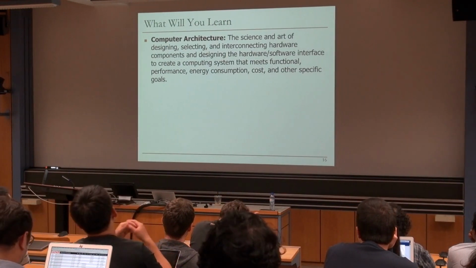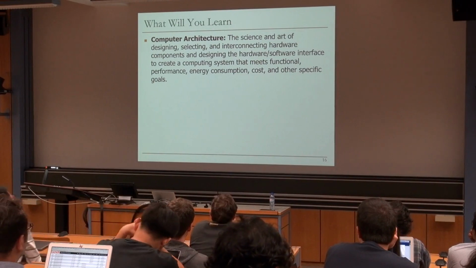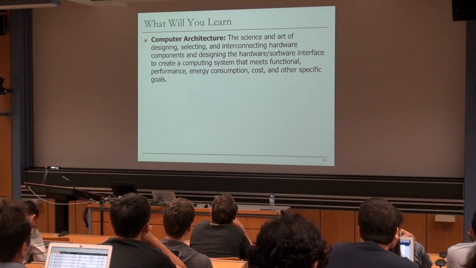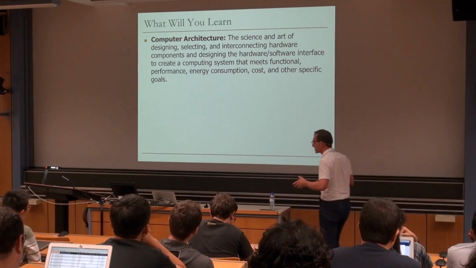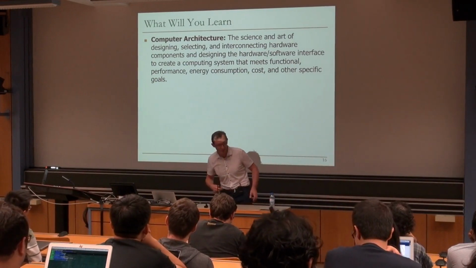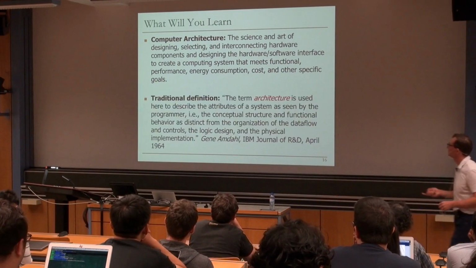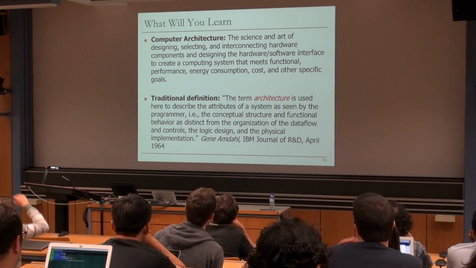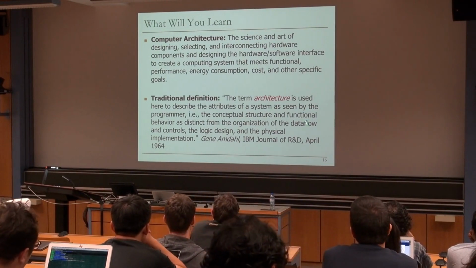Okay, what will you learn? Clearly computer architecture. I've said this before. Basically, computer architecture is the science and art of designing, selecting, and interconnecting hardware components and designing the hardware-software interface to create a computing system that satisfies some goals, right? And the goals could be many, as we've discussed earlier, right? So the traditional definition is a little bit different, actually. I'll give you some of the basics, and then we'll continue in the next lecture.